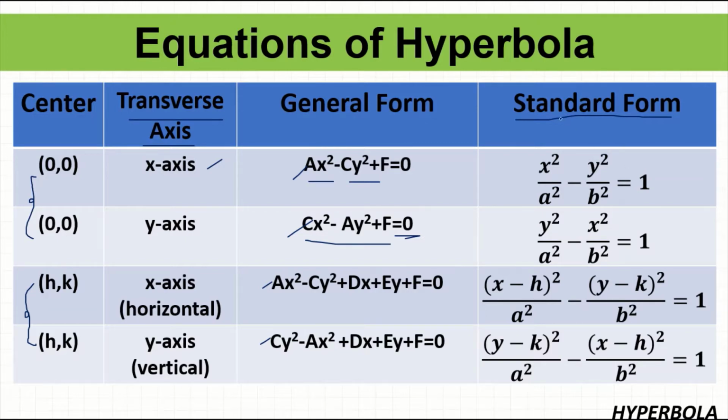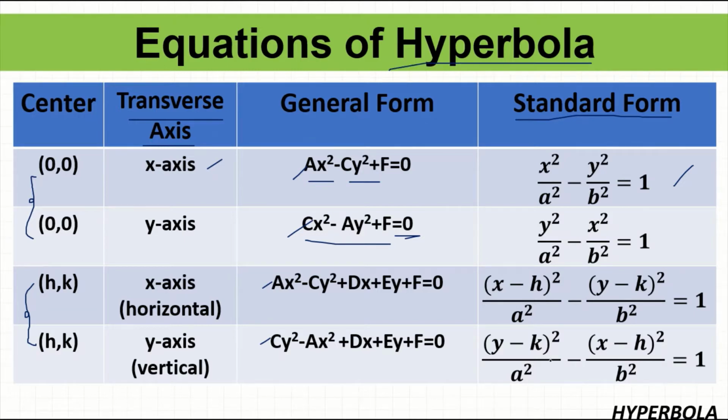Okay, and then the right side of the equation is 1. As you can see in the first standard form, we have x squared over a squared minus y squared over b squared equals 1. The first fraction is x squared, which is positive, over a squared. But every denominator of the positive term serves as a squared.